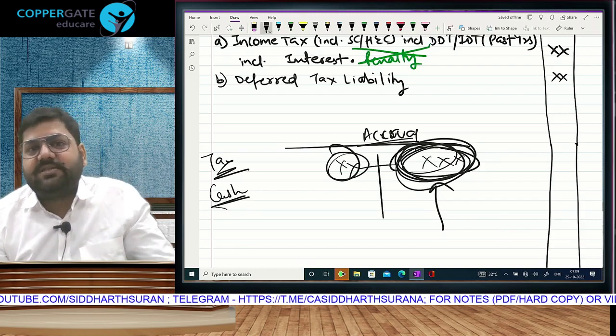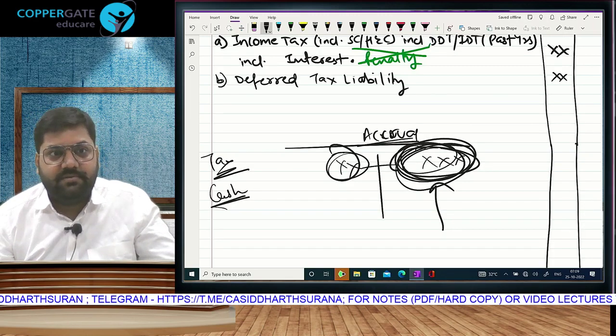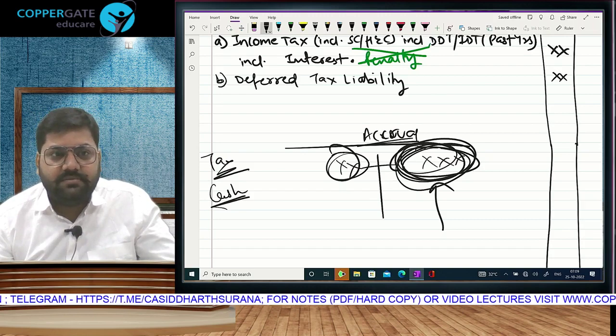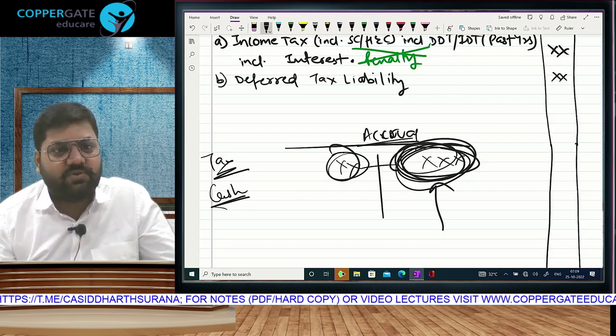So the question is very simple. Is the tax liability payable in the current year? Is there any tax liability in the current year? Only if you answer this, you will understand. It means that you have understood the previous thing that I said.